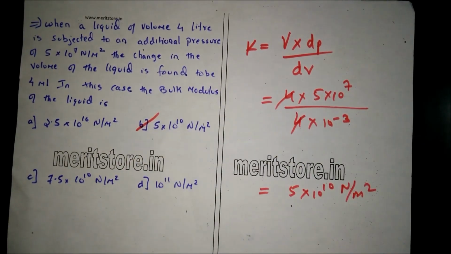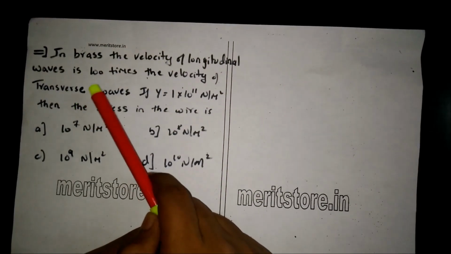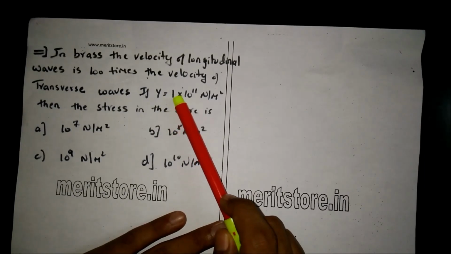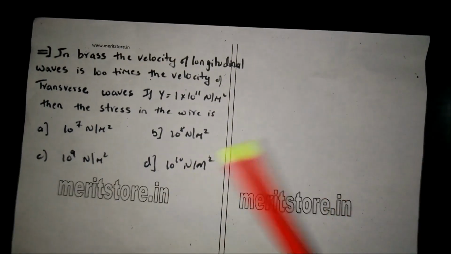In brass, the velocity of longitudinal waves is 2 times the velocity of transverse waves. If Y is equal to 1 × 10^11 newtons per meter square, then the stress in the wire is, here are the options.